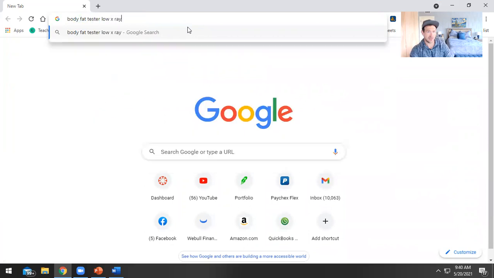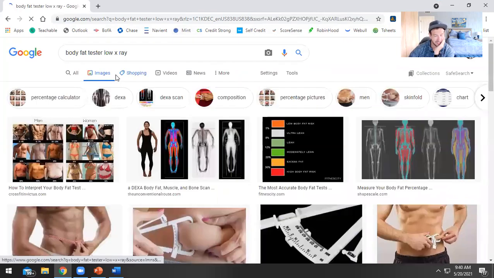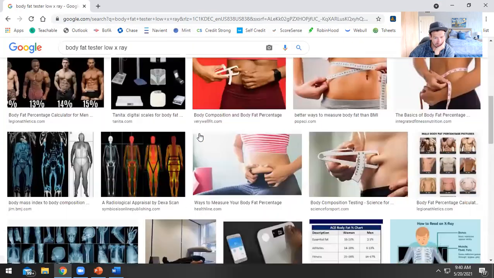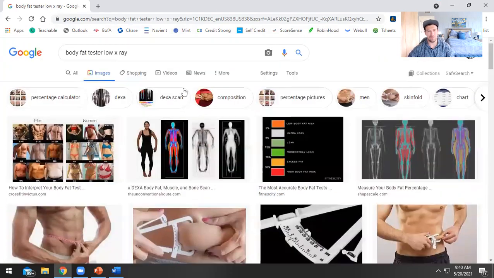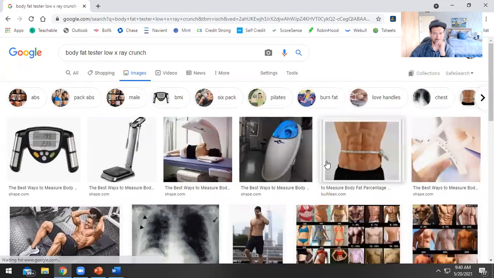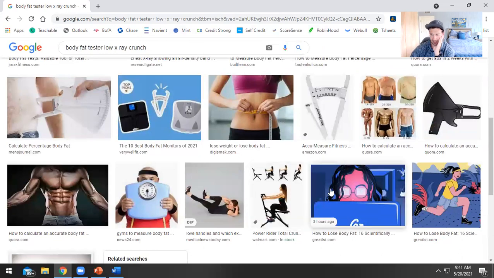Low X-ray. They have them in certain gyms. I feel like they have them at Crunch now, sometimes. Yeah, I can't remember what it's called. I've got to look it up some other way.